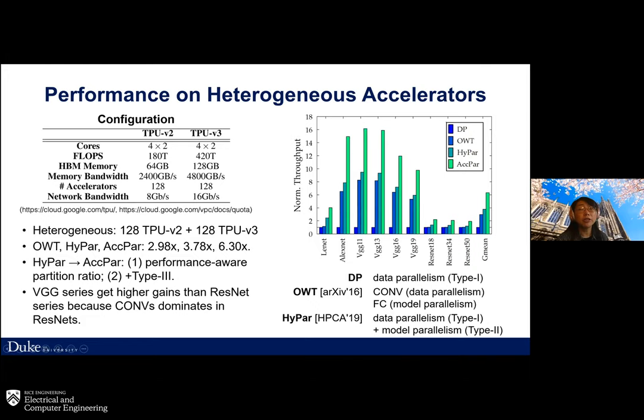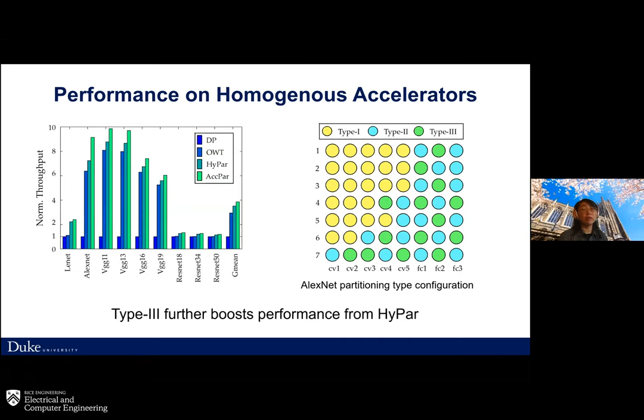The VGG series have bigger gains, mainly because ResNet is convolution dominated, while VGG is fully connected layer dominated. We also did a similar evaluation for homogeneous accelerators, like 200 TPU V2 or TPU V3s. Essentially the gain is less than in the heterogeneous case, and that's why we say this mapping is particularly important for heterogeneous designs. I also illustrated the partition methodologies across layers here for your reference. This concludes our design methodologies.